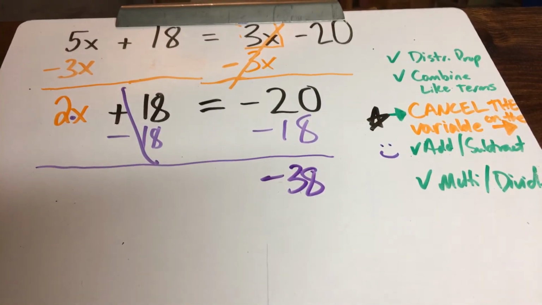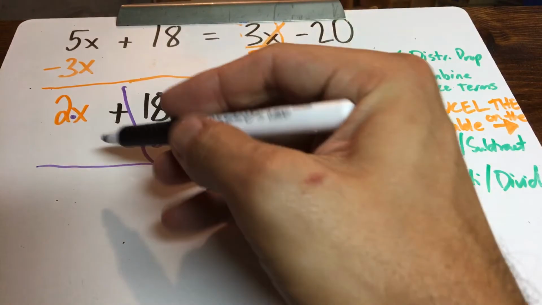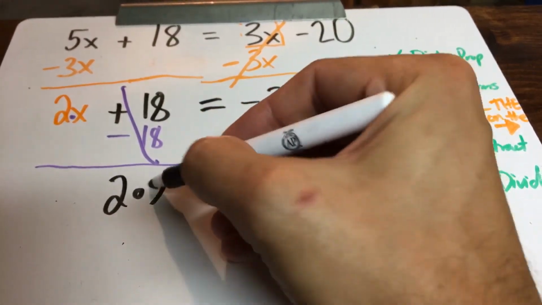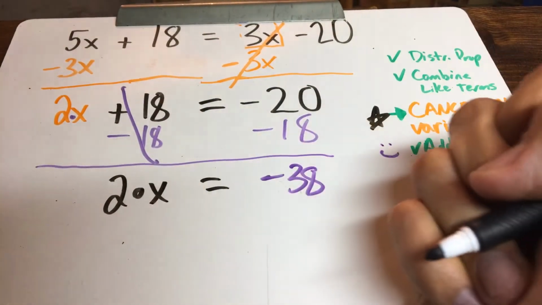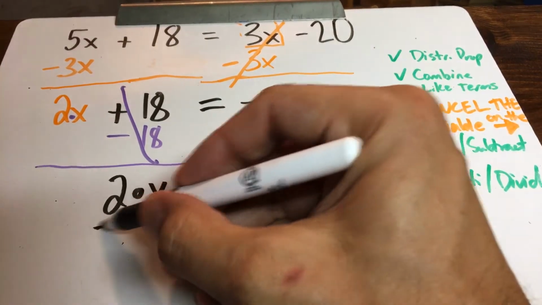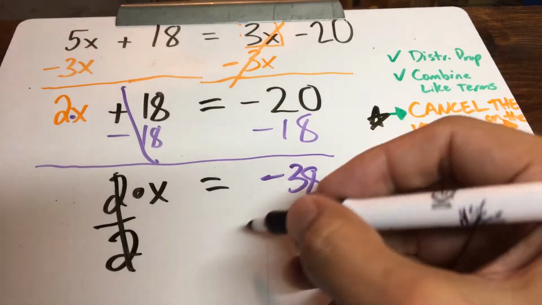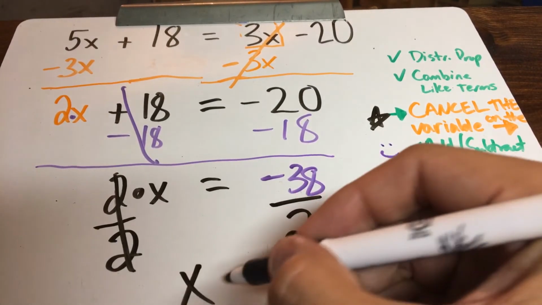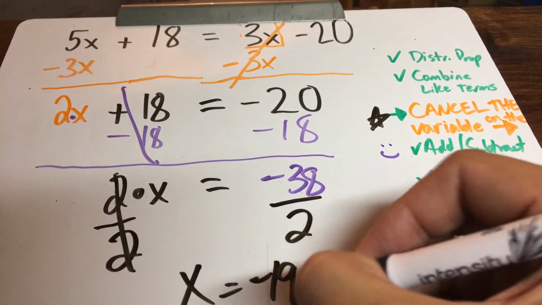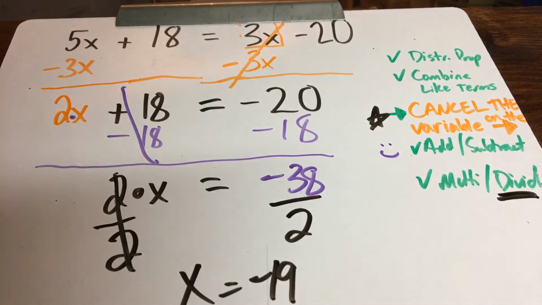And now I can just copy down the rest of it. Equal sign is still here. Over on the left, you have 2 times something equals negative 38. If you know that in your head, excellent. If you don't know that in your head, use your calculator. Instead of multiply by 2, I'm going to divide, right? I'm going to divide by 2. Negative 38 divided by 2, I believe, is negative 19.